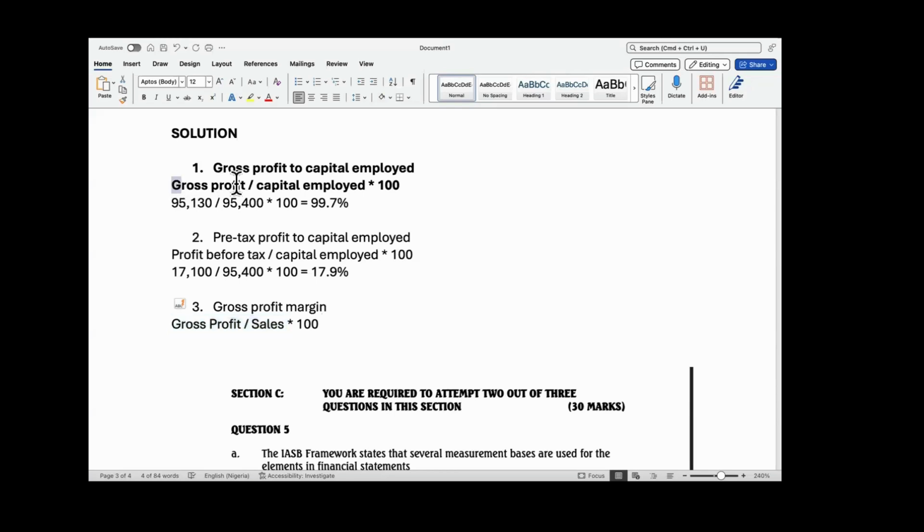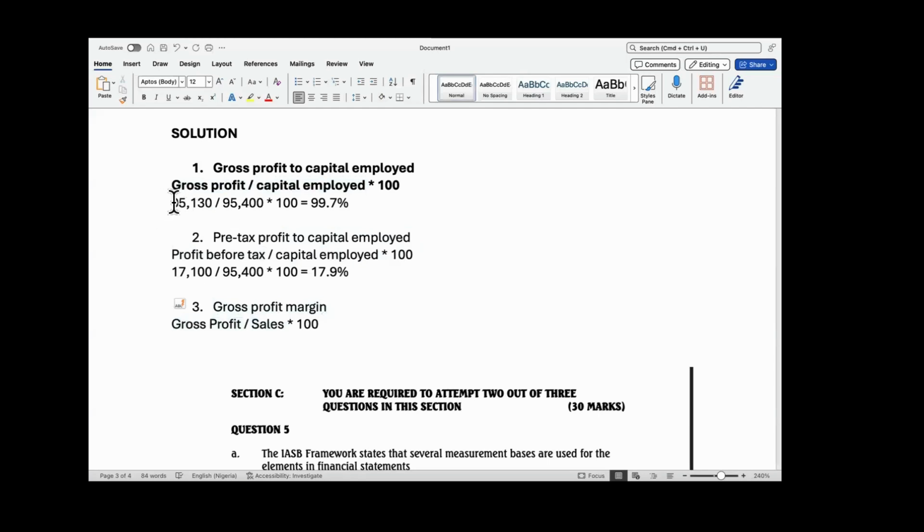You will see the interpretation, they look similar. Look at this one: the amount of gross profits made on capital invested. The amount of PBT made on capital employed. The amount of gross profits made on every sale. So there is no difficulty in its interpretation. Even looking at the name itself, you can originate the formula. You can originate the interpretation.